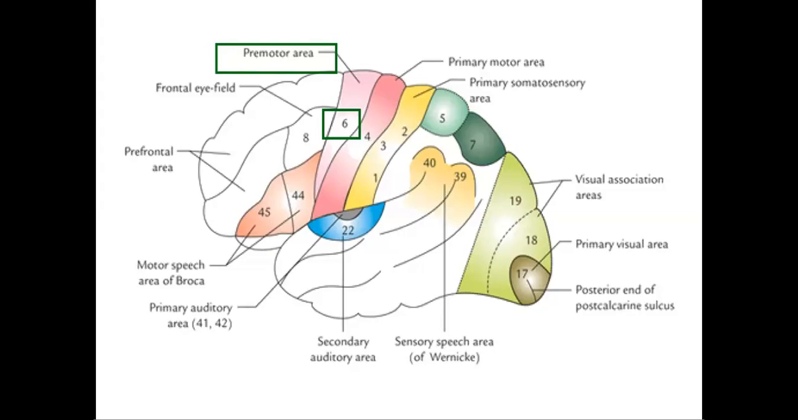Similarly, the primary visual area is area number 17. If there is injury to this area or a lesion in this area, then vision loss is there in the visual field of the opposite side. Okay, so if there is a lesion on the right side, the effect will be seen on the left side. That's why the word used there is opposite side.